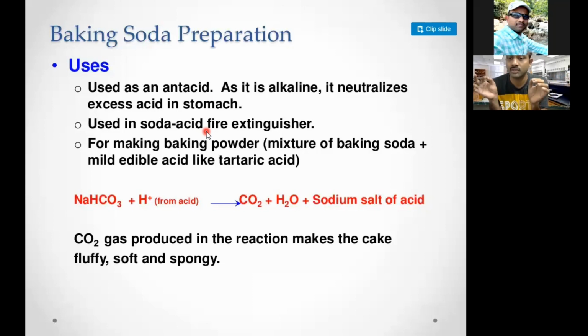CO2 is also used as a fire extinguisher, right? Soda acid we can also use as a fire extinguisher. When you sprinkle this powder on the flame, it disappears within 2 seconds. That means this is also used as a fire extinguisher.